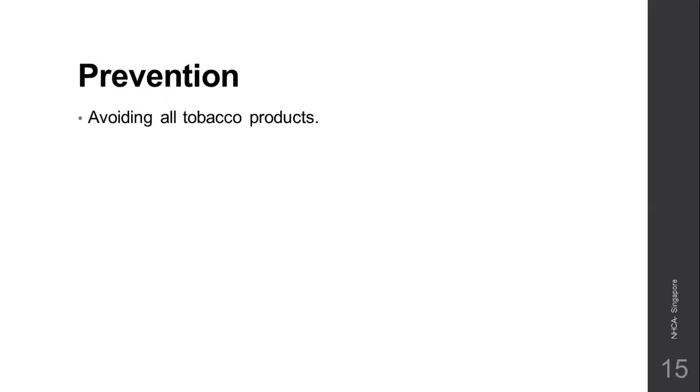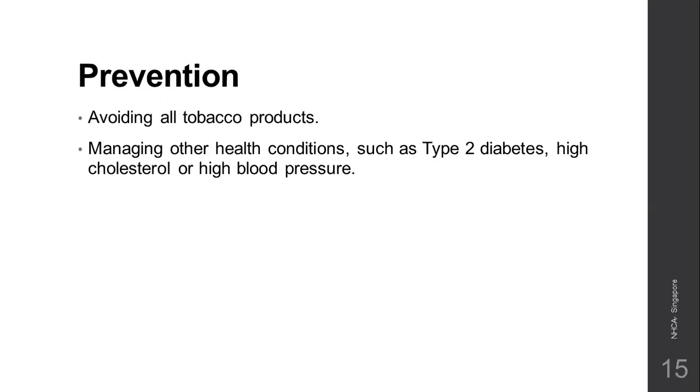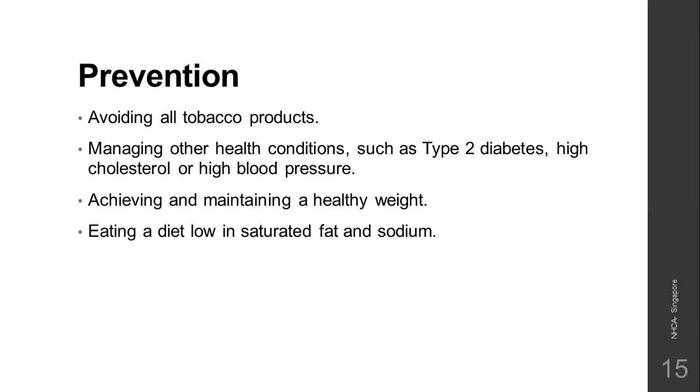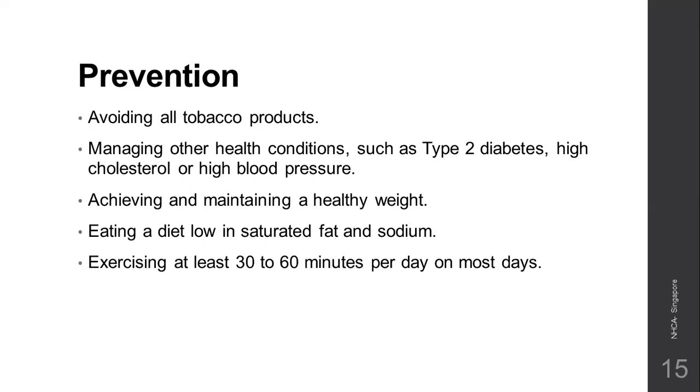Prevention: avoid all tobacco products. Manage other health conditions. If you have type 2 diabetes, high cholesterol, or high blood pressure, manage them. Achieve and maintain a healthy weight. If you're overweight or obese, try to reduce the weight. Eat a diet that is low in saturated fat, sodium and cholesterol. Exercise at least 30 to 60 minutes per day, on a daily basis or most days. Reducing and managing your stress levels can also have a good impact on your health.